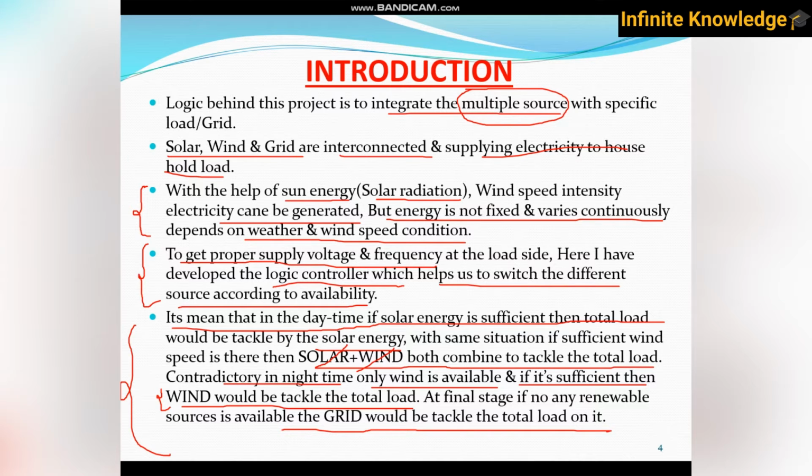So the grid is our secondary part. We are mainly focusing on solar and wind, the renewable energy sources. If your renewable energy is sufficient, then you supply your load from these two. In very adverse conditions, these two are isolated, and even then you need some supply source because you cannot switch off your load if you want to get proper power system or proper supply voltage. You finally switch to the grid.